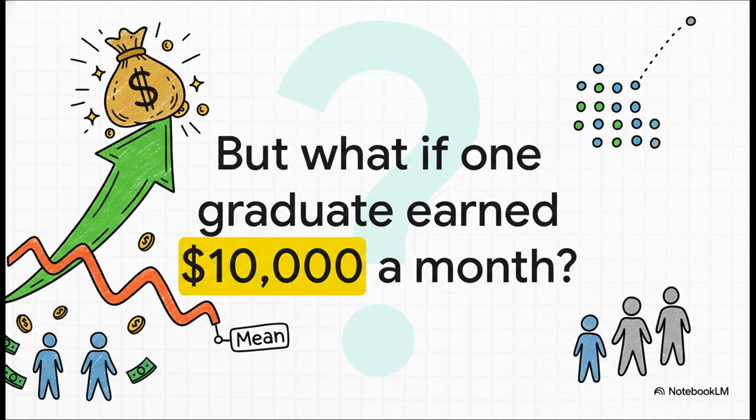And here's the problem. It's going to yank our average, our mean, way, way up. It's going to make it seem like everybody is earning more than they really are. All of a sudden, the mean just isn't typical anymore. So now what do we do?